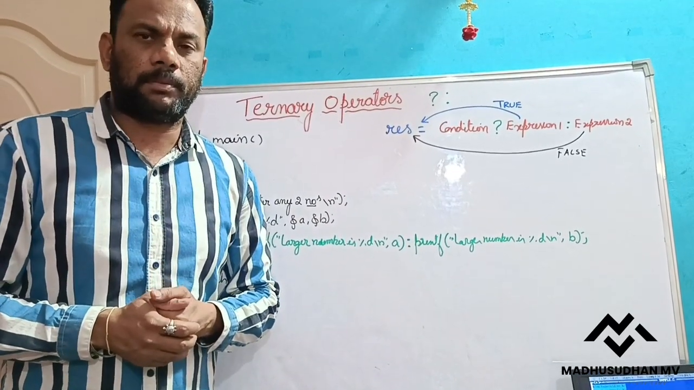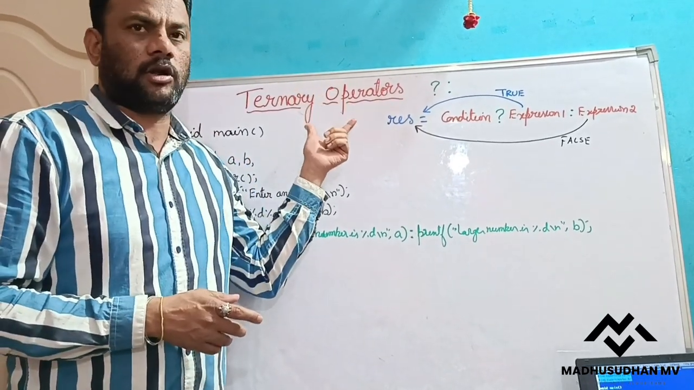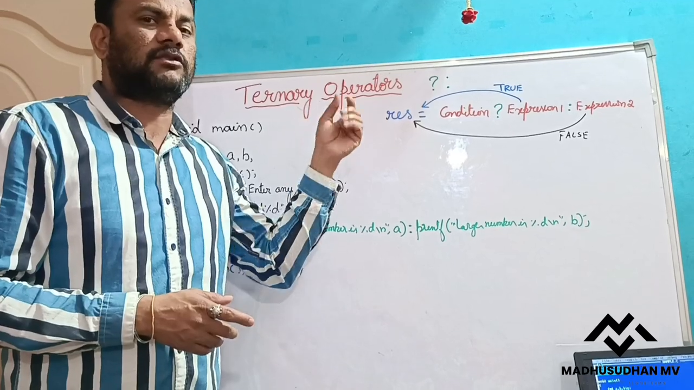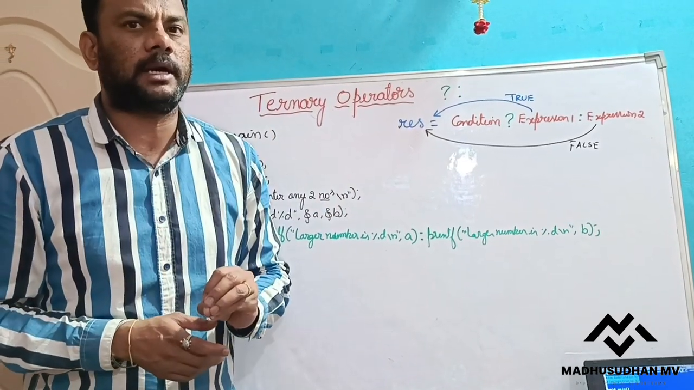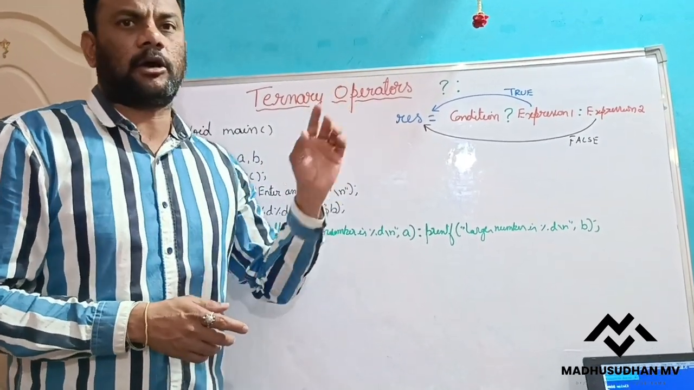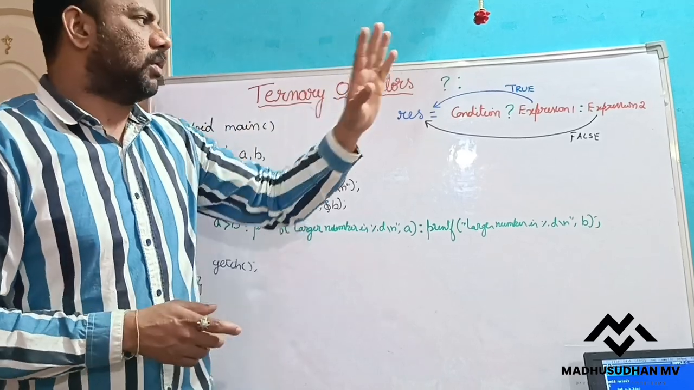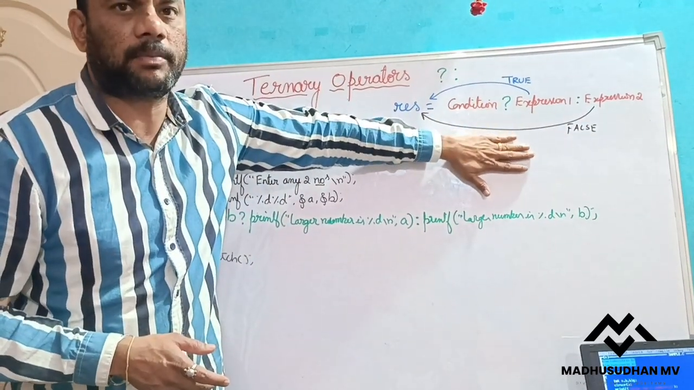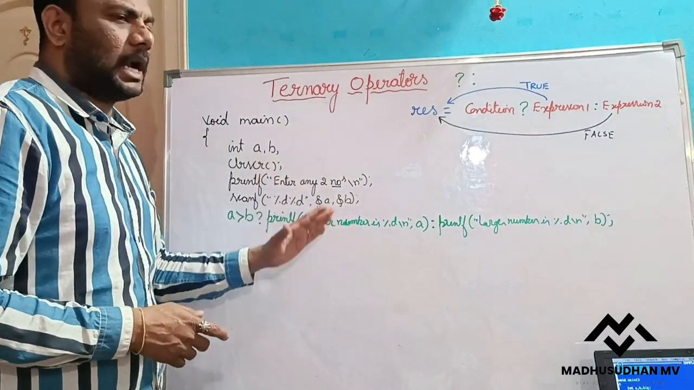Okay. Hope you people understood what this ternary operator is. This ternary operator is also called the conditional operator, and it operates on 3 operands. We also discussed the general syntax of this ternary operator and how it works.